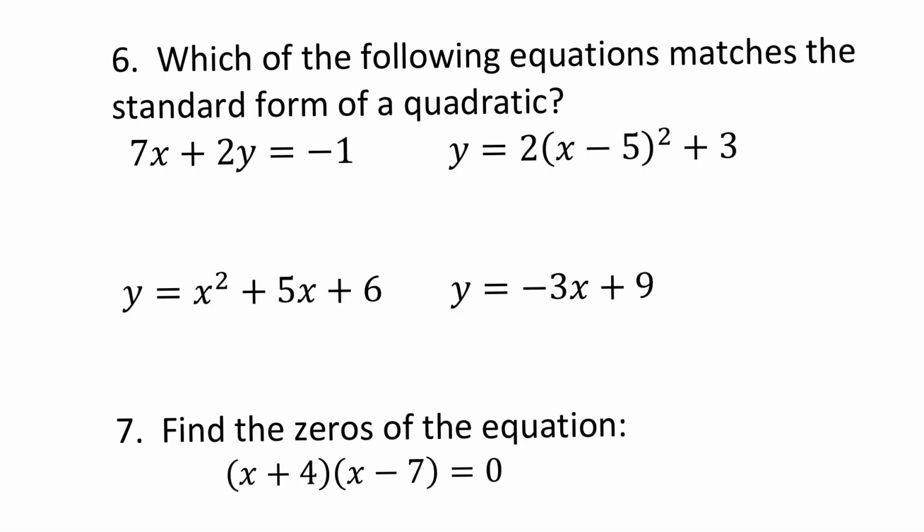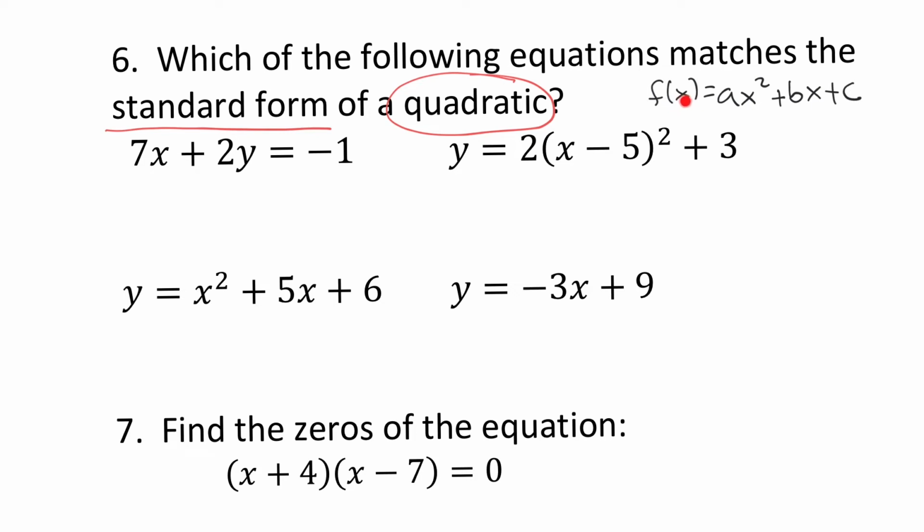Number 6, now it's a little bit different. It says, which of the following equations matches the standard form of a quadratic? Now you have to remember what a quadratic is and what the standard form is. First of all, a quadratic is when you have an x squared. You have a degree of 2. The standard form of a quadratic is f of x equals a times x squared plus bx plus c.